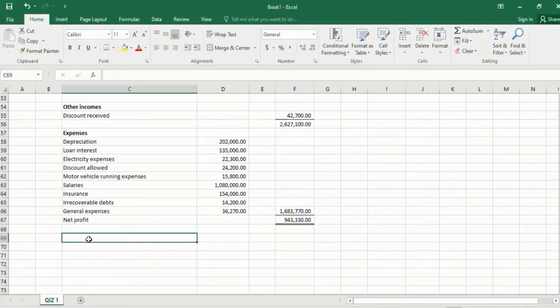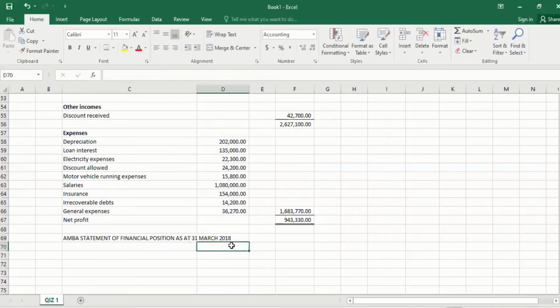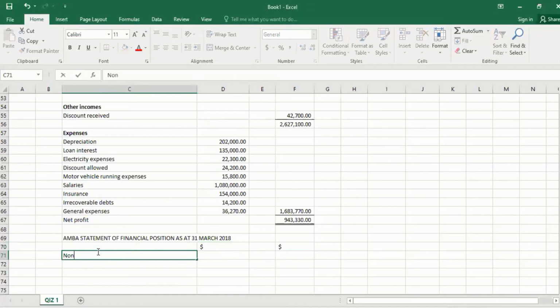I can double underline that one. I go to the statement of financial position, as at 31st March 2018. That was March 2018. So there you are. We start with non-current assets.